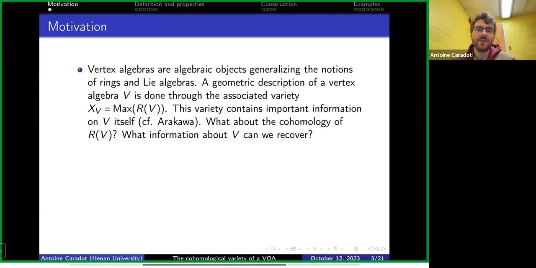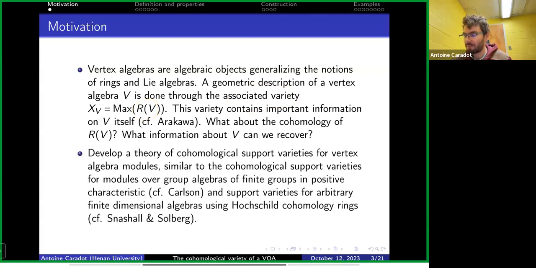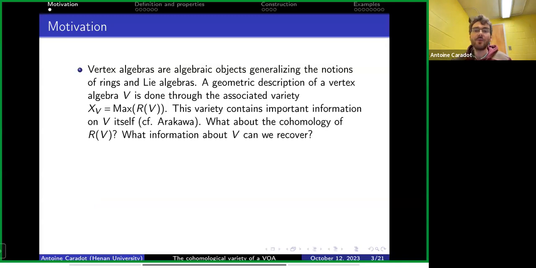So first, motivation. In vertex algebra, we can see them as analogs of both ring and Lie algebras. So this is the algebraic point of view. And if we want to take a geometric point of view on vertex algebra, usually it goes through the associated variety, which is the maximal spectrum of the C2 algebra. There is important information contained in this variety on V itself that I will mention later on.